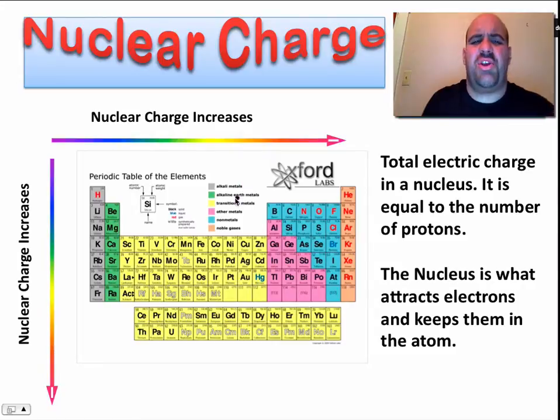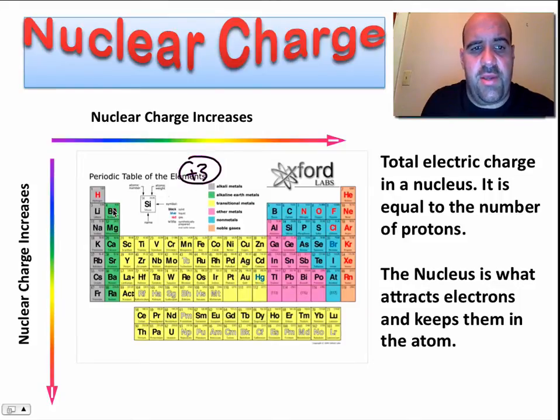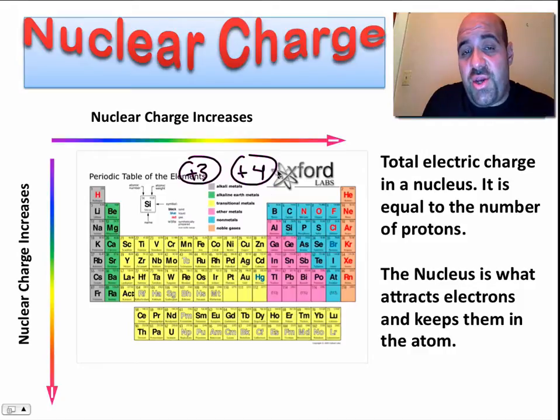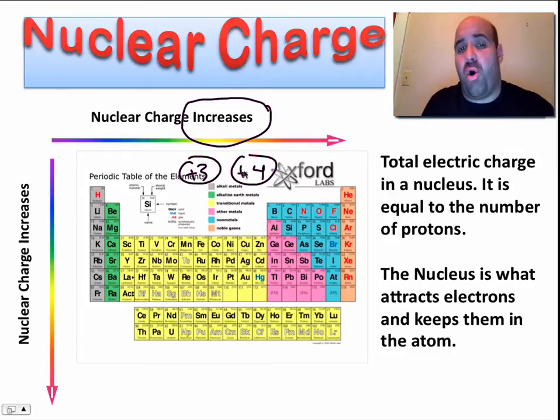And what can we say about the charge of the nucleus as we move across a period in the periodic table? Well, let's say we're down here at lithium. Lithium has 3 protons, so there's a +3 charge in the nucleus. Beryllium, +4. And as you go over, +5, +6, +7. The positive charge in the nucleus of an atom is getting bigger. It's increasing as we go across the periodic table. That means the pull of the nucleus is getting stronger.